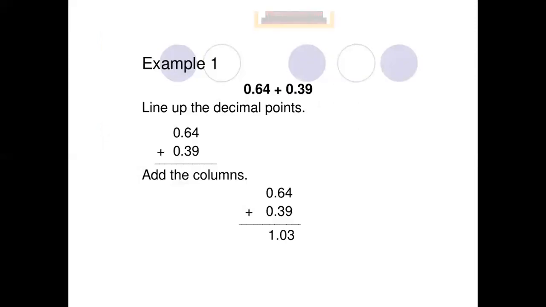Let's see the example. 0.64 plus 0.39. Here I am lining up the decimal point. 0.64 is just below 0.39. So when we add these columns, we get 1.03.